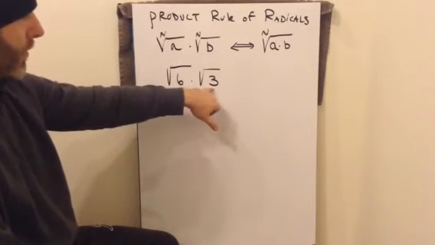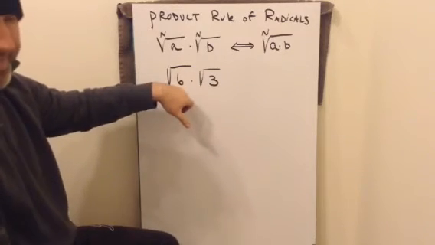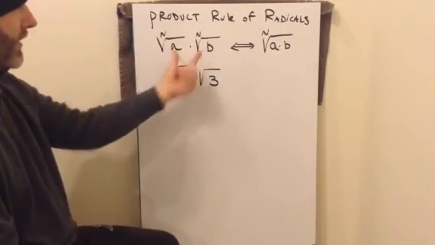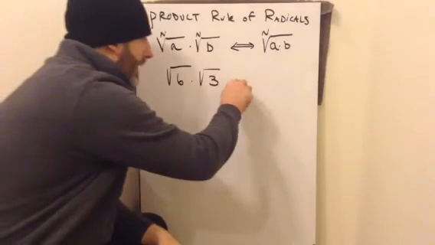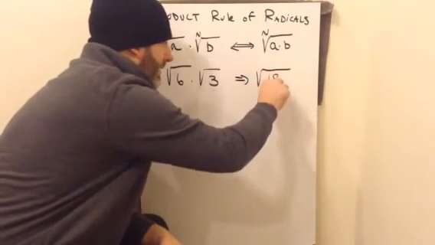Well, there's no perfect square in there. If it was 4, I'd be able to simplify it. If it was 16, I'd be able to simplify it. There's no perfect square in there as well. So this matches here. So what I want to do is I want to multiply it together. So this gives me the square root of 6 times 3, which is 18.